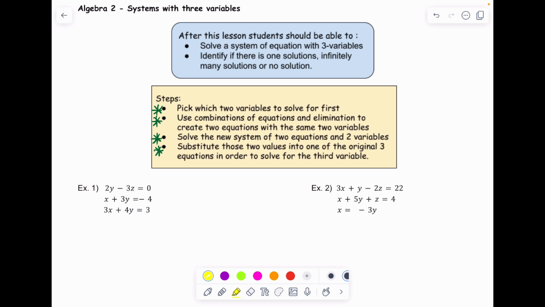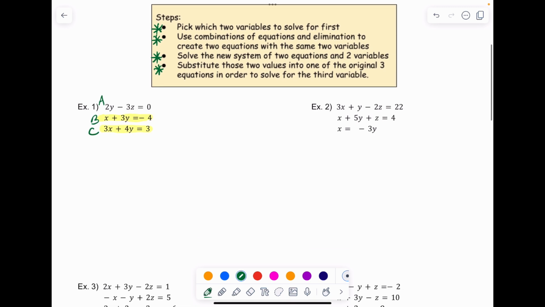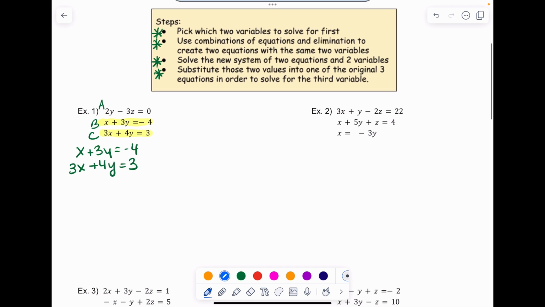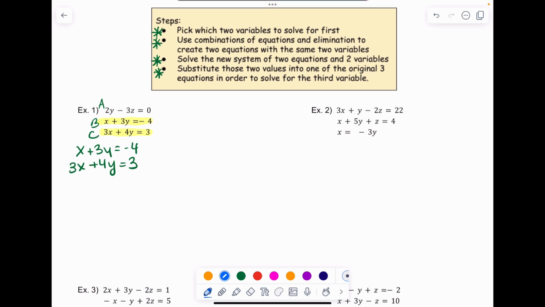Well, this is great, but in example 1, do you see that we already have 2 equations with the same 2 variables? This is very rare, but we are going to be able to look at the system of these 2 equations first. So we take x plus 3y equals -4 and 3x plus 4y. And then we are going to use elimination to solve just the system, and I'm going to put a little box around it.